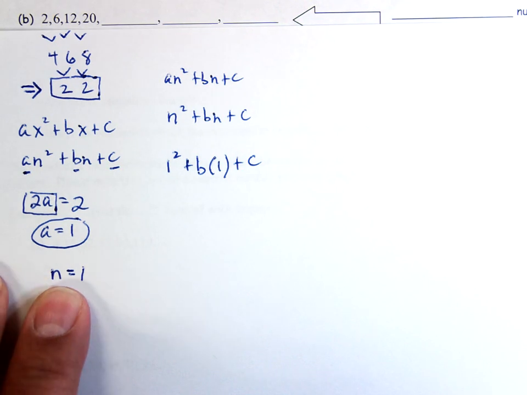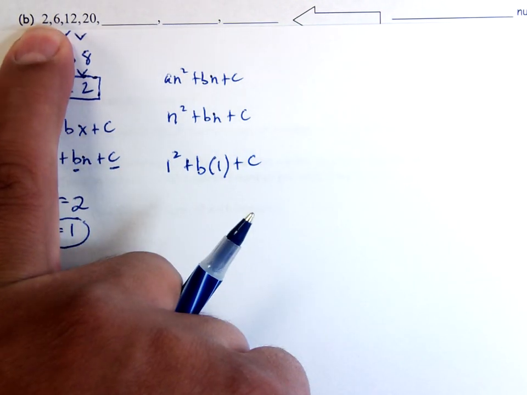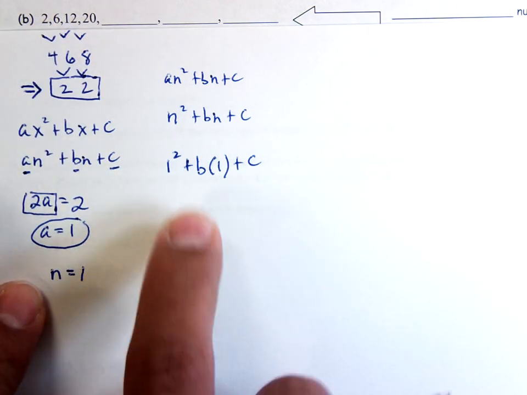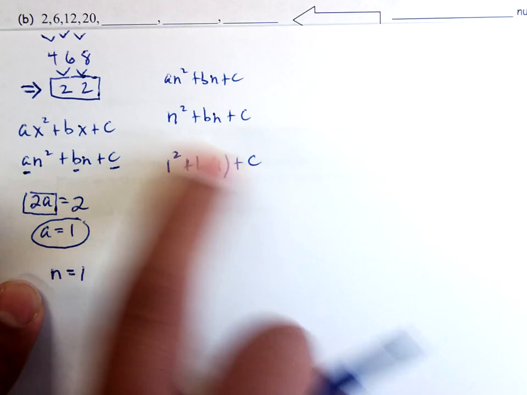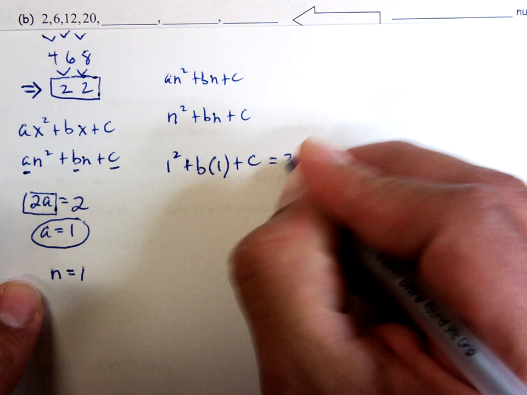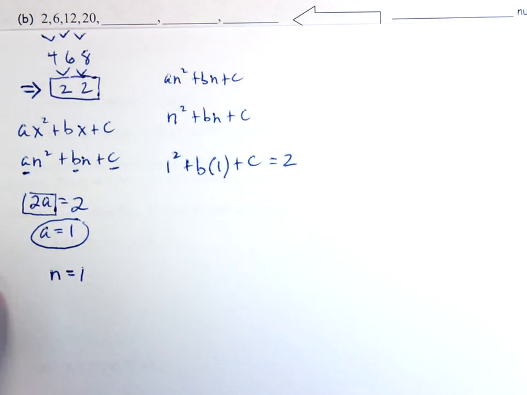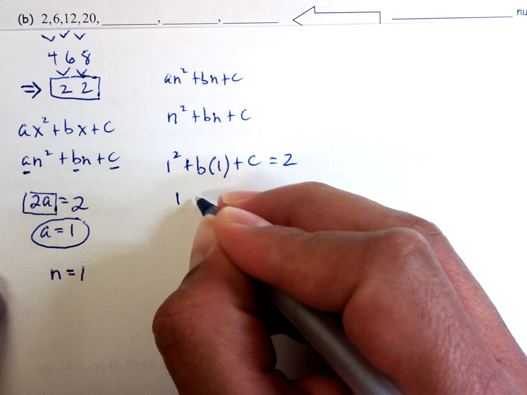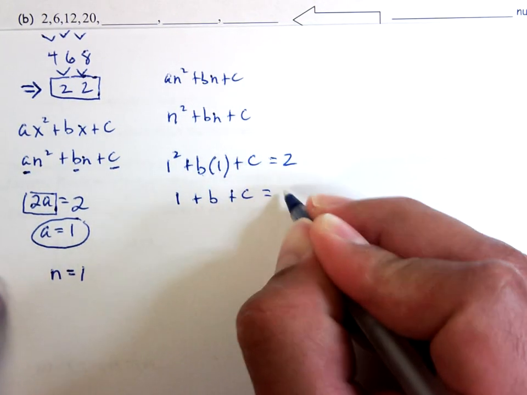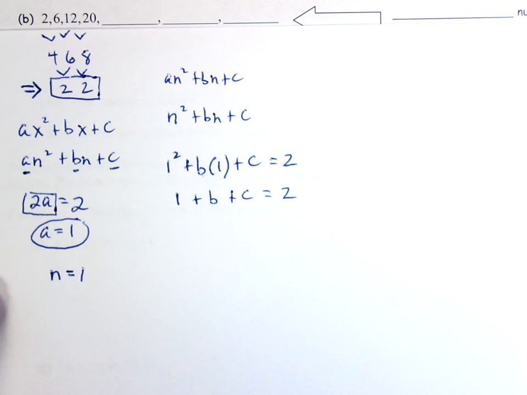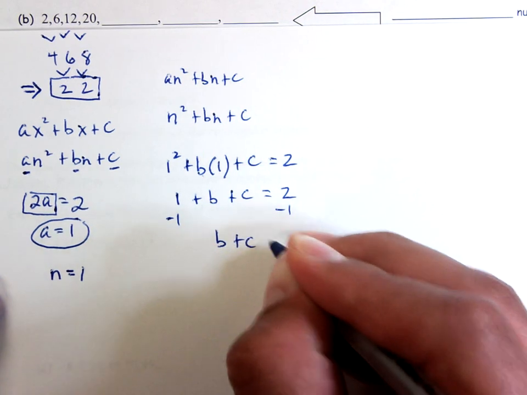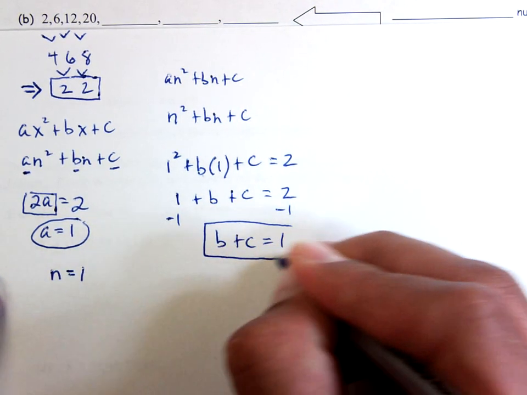So when n equals 1, what was my first term? My first term was 2. So when I use n equals 1 and put it into my quadratic, it should give me 2 because 2 was my first term. So I set this equal to 2. Okay, so now I have 1 squared, which is just 1, plus b times 1, which is just b, plus c equals 2. Now I'm going to subtract 1 from both sides, and I now get b plus c equals 1. And I'm going to box that up.